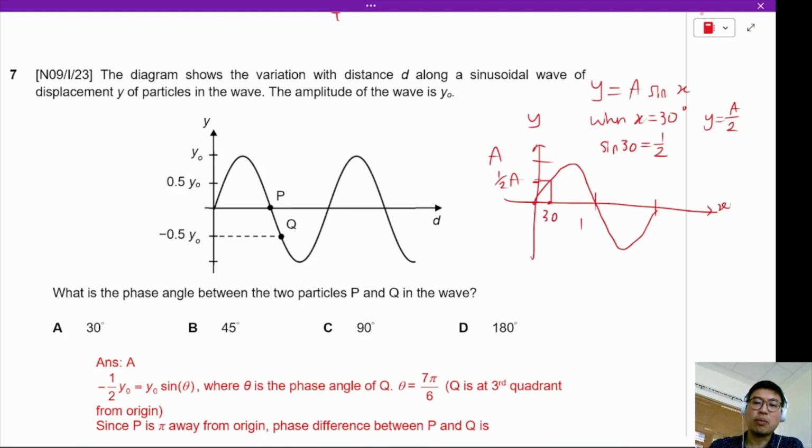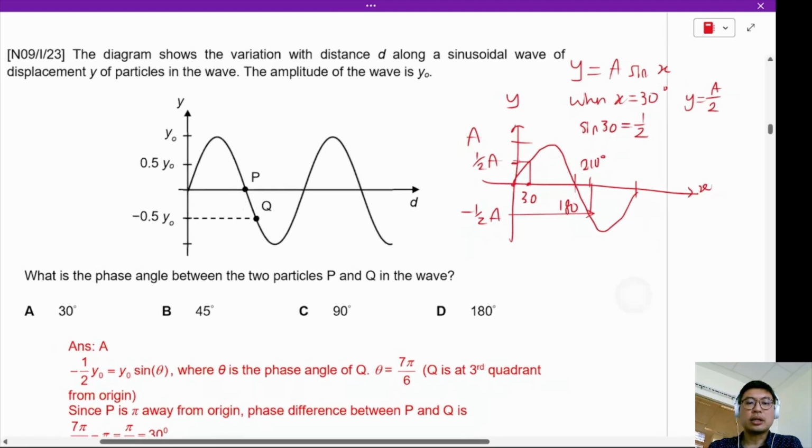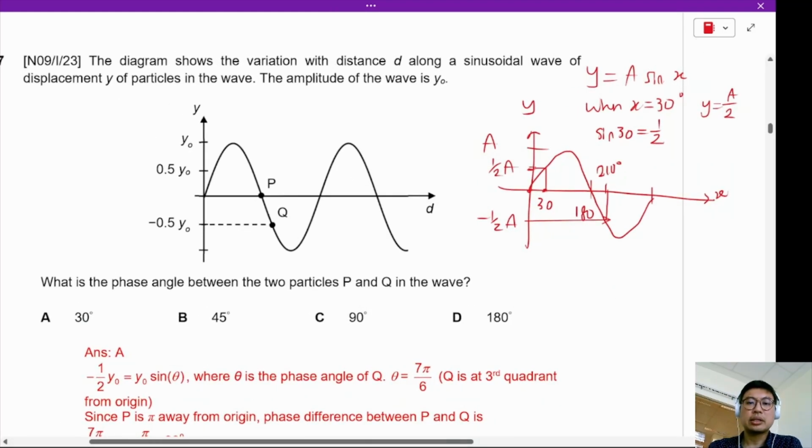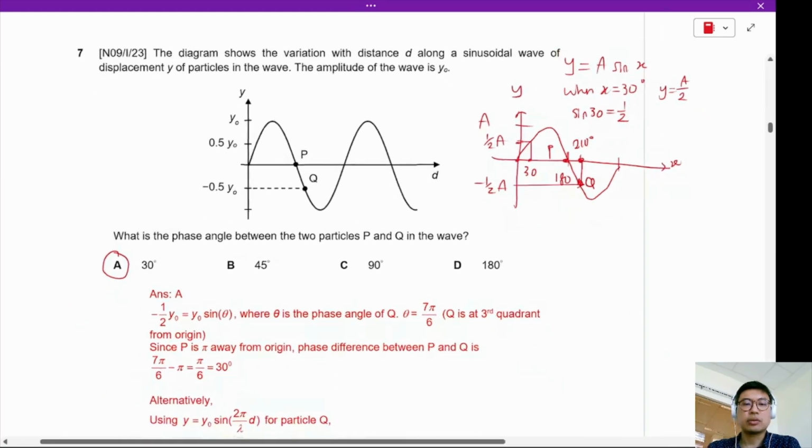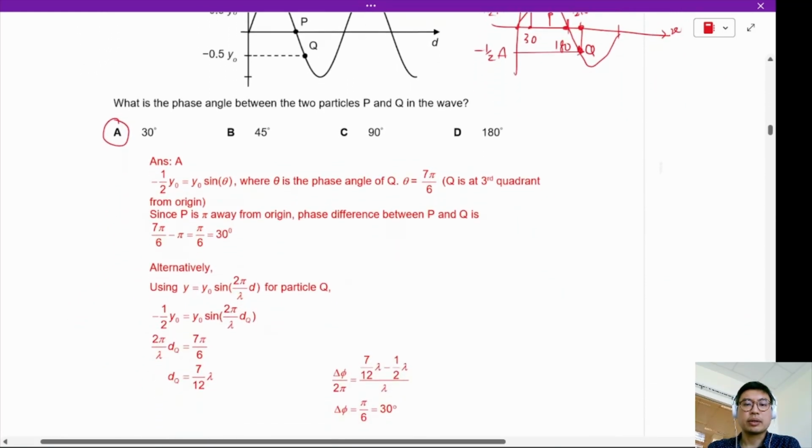Now, if this is 180 degrees, and over here is minus half A, then this must be 180 plus 30, so this must be 210 degrees. Then what is the difference between P and Q? P is here, and Q is here. So the phase difference between P and Q will be 30 degrees. There's really no need for super complicated working over here.